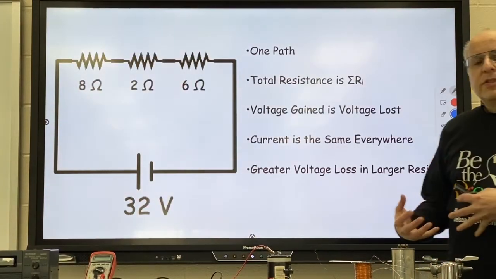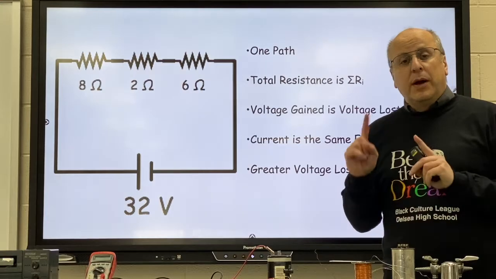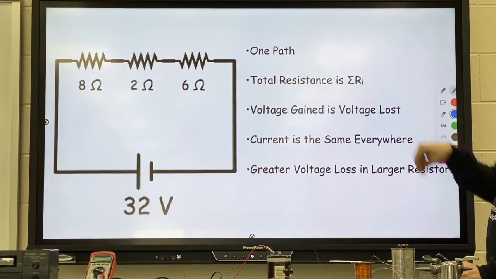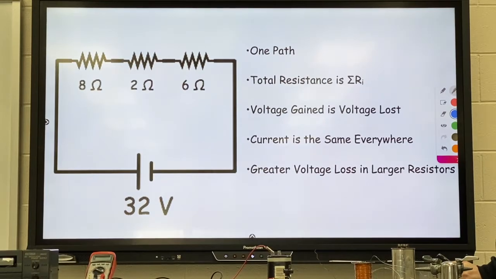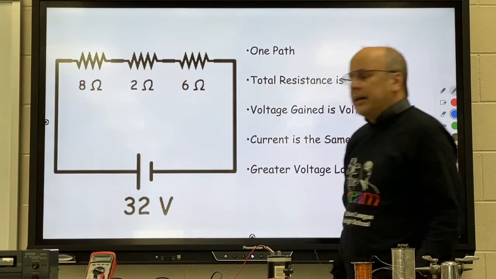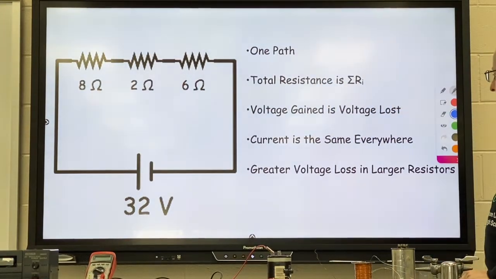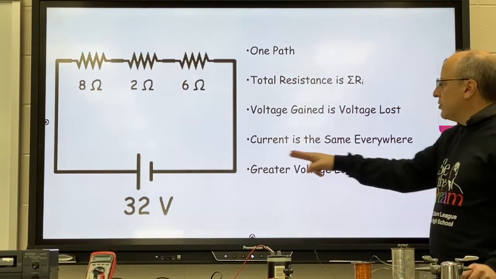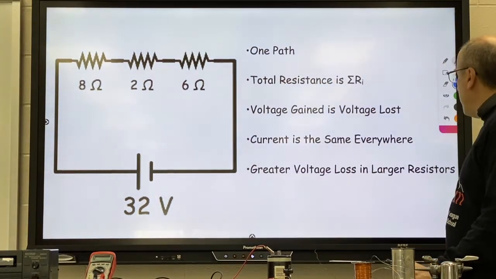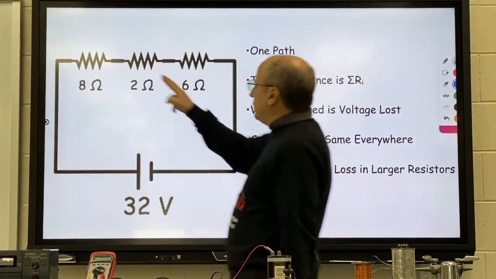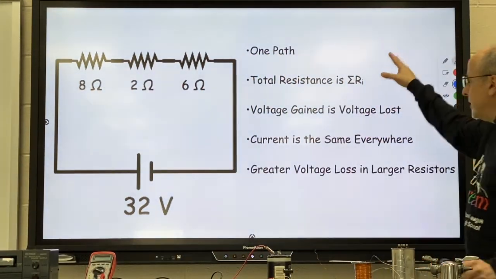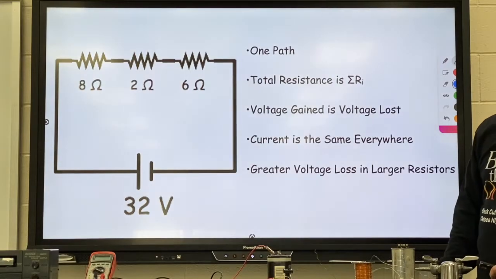We saw that we could hook things up in series, that is one path. And we saw that you add up your resistors to get your total. The voltage you gain in the battery should be the voltage you lose as you go through all your different components. We saw that since there's only one path, the current is the same everywhere. And we saw that you would lose your most voltage in your toughest resistor. Okay, so these were all properties of series circuits.